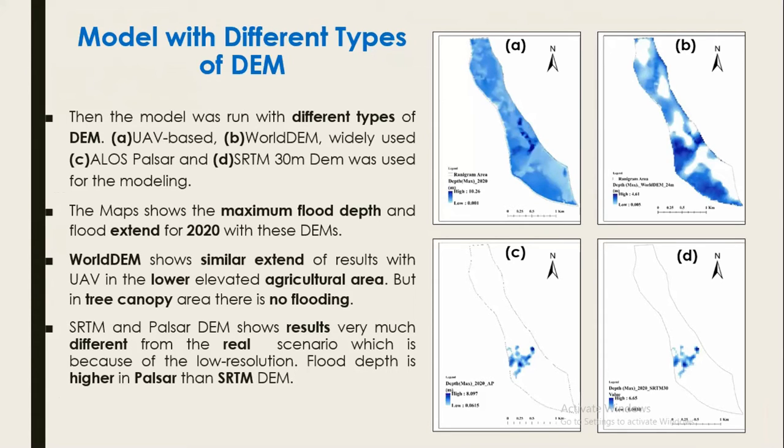Then the model was run with different types of DEM. One was the UAV-based DEM that was generated, and others were the World DEM from Airbus, ALOS PALSAR, and the SRTM 30-meter DEM. Here, the World DEM shows a similar extent of result in the lower elevated agricultural area, but in the tree canopy area, there is no flooding when the World DEM was used. And for SRTM and PALSAR DEM, the result is very different from the real flood scenario, which can be because of the low resolution of the satellite-based DEM.